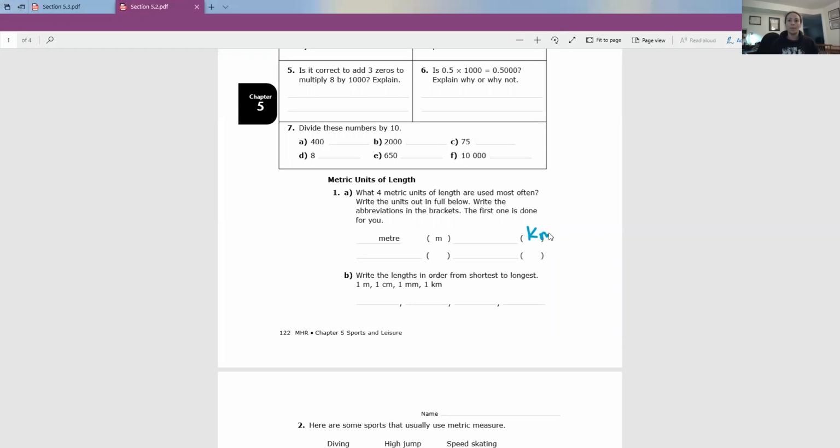I will let you look up how to spell those. If it's something a little bit smaller, like a book that you're trying to measure, usually centimeters. And if it's super, super small, then we would measure in millimeters. Okay, so those are the four most common ones that we use. If you're struggling with spelling them, just look them up and you should be able to spell them. Part B, I want you to order them from the smallest unit to the largest unit.